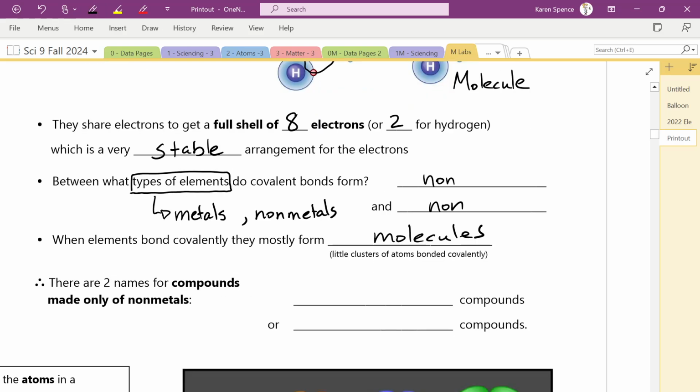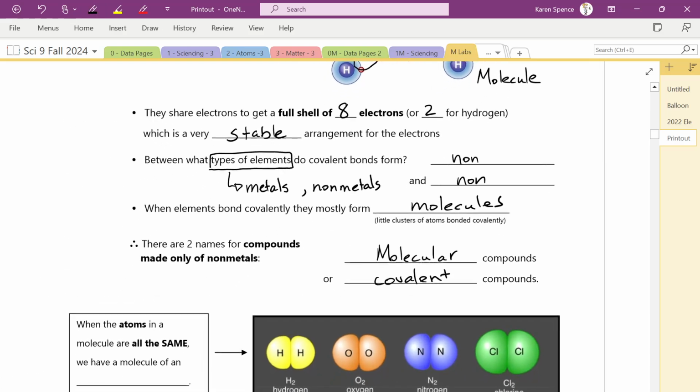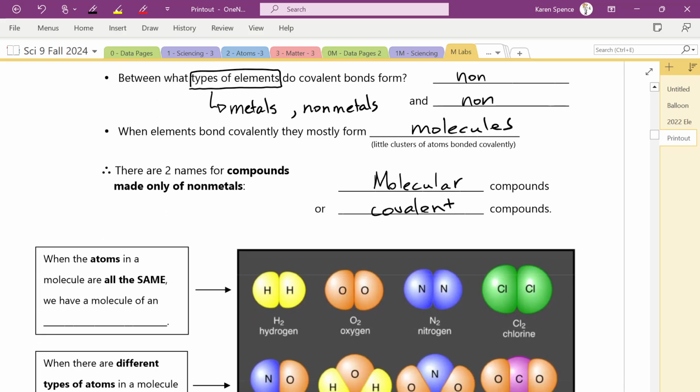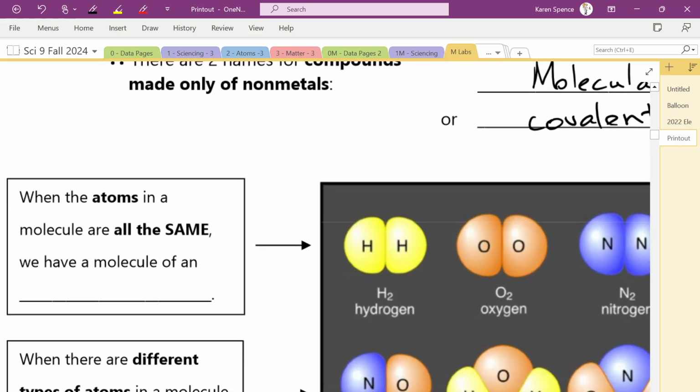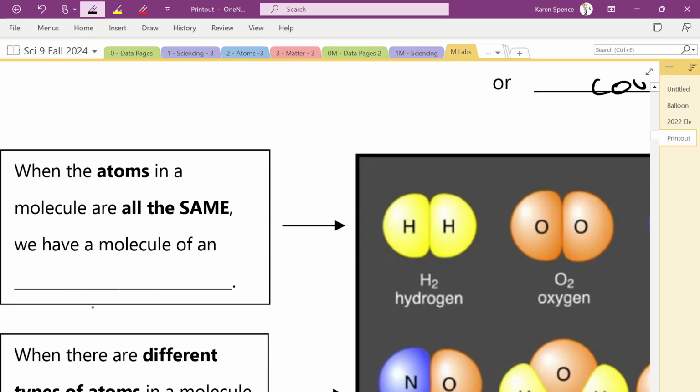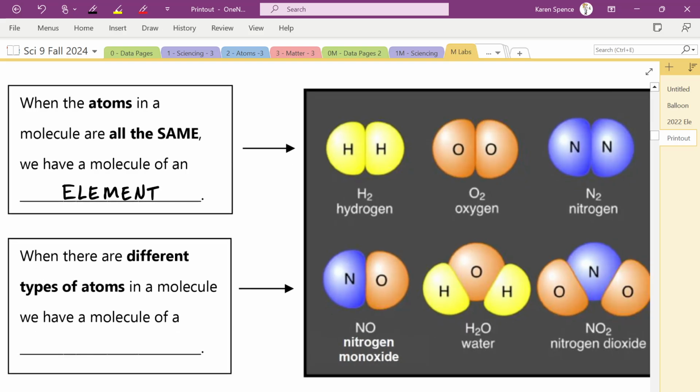What are the 2 names for compounds made of only non-metals? Molecular and covalent. And don't forget, when the atoms are all the same, if I've got H bonded to H or O bonded to O, we have a molecule of an element. When there are different types of atoms within a molecule, we have a molecule of a compound.